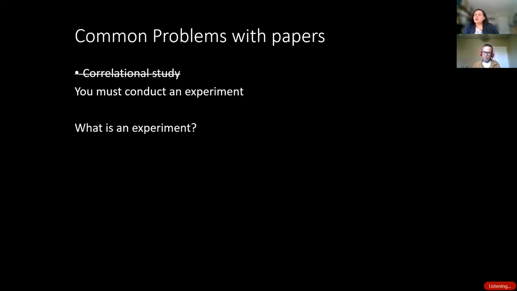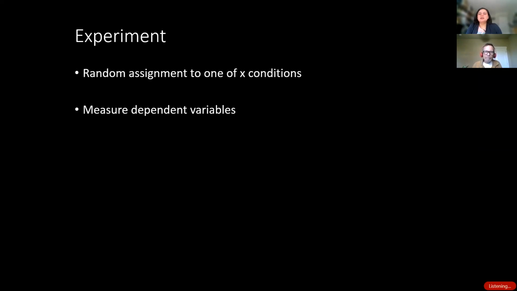So this is a common problem with the papers that I've been reading. And I think it might be because I haven't been explicit in what an experiment is and that an experiment is required for these papers. So I didn't dock points because of that. But a lot of you wrote that you're exploring the relationship between X and Y, which is fine, but that's a correlational study. So you must conduct an experiment. And what's an experiment? It's usually random assignment to one of X conditions. So you can have multiple conditions and you measure a dependent variable.